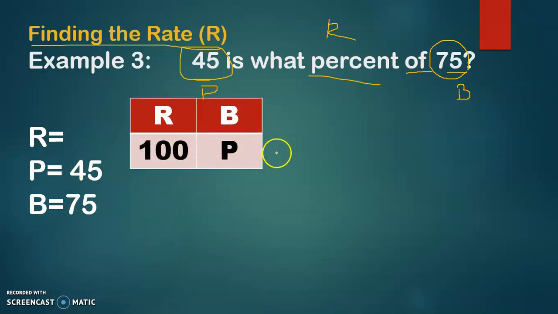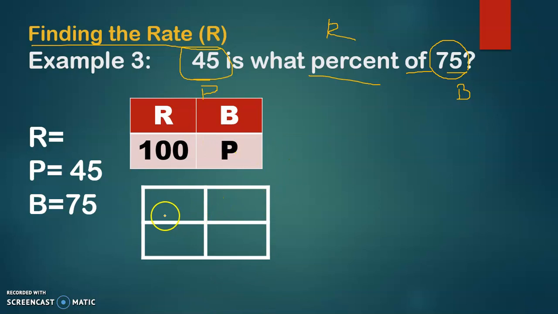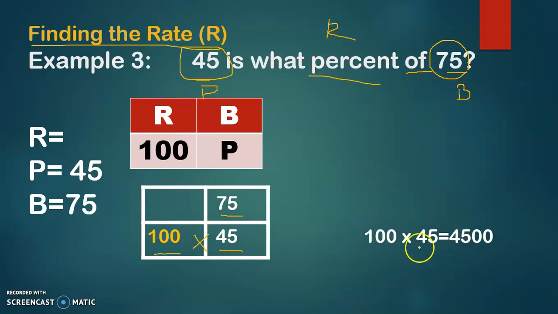Using the Cavendish square, replace the values lang. Okay, so 100 is constant, lagi yan. Okay, percentage is 45. Ang P ay nasa baba, so nasa baba ang 45. Base is 75. Base ay nasa taas. Hanapin ang number paired horizontally. So that is 100 times 45. Multiply lang natin. 100 times 45, that is 4,500. Sulat natin yan. And then, ang product, i-divide sa remaining number.